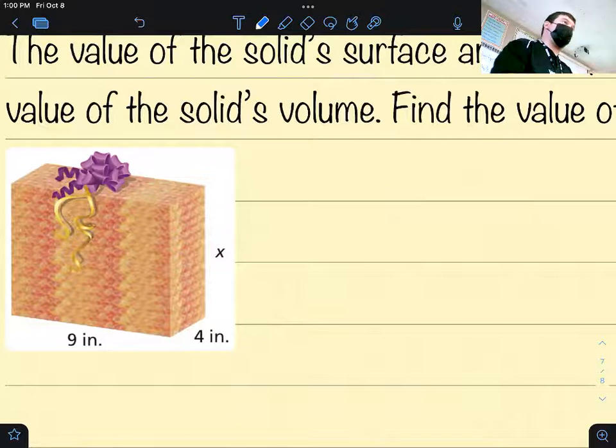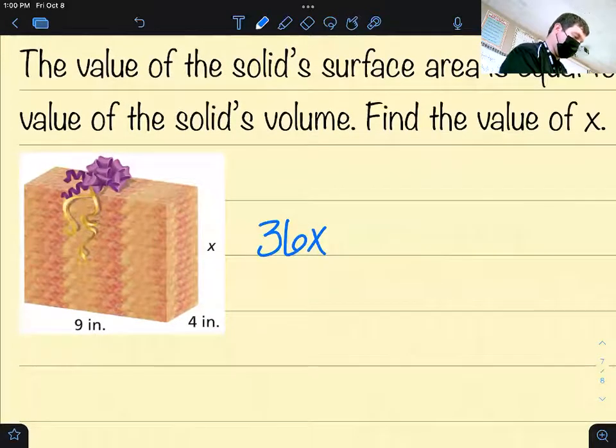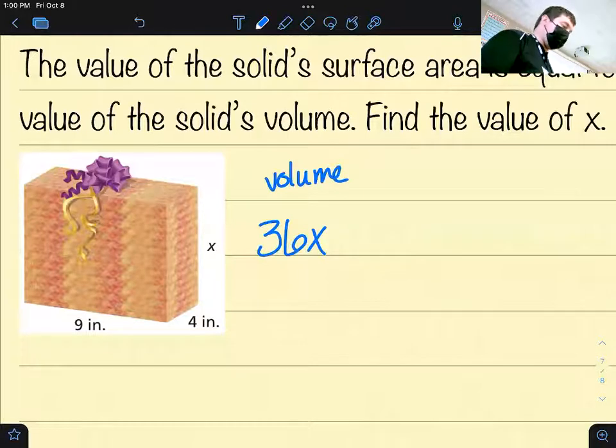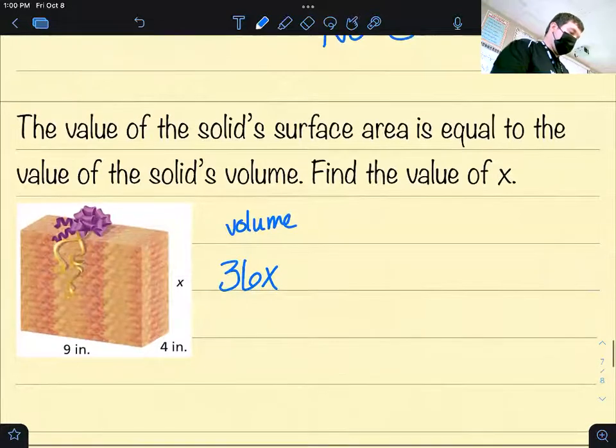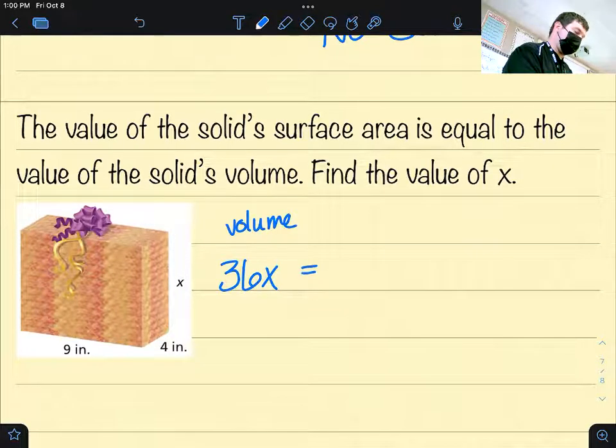Go ahead and do the 9 times 4 for me. So 36 times x, or 36x, would give me the volume. I don't need to write the word volume, but I'm going to just to show you what I just did. That would give me the volume of that Christmas package. And it says that the value of the solid's surface area is equal to its volume. So now I'm going to put an equal sign and I'm going to write an expression that represents the surface area of that Christmas present.